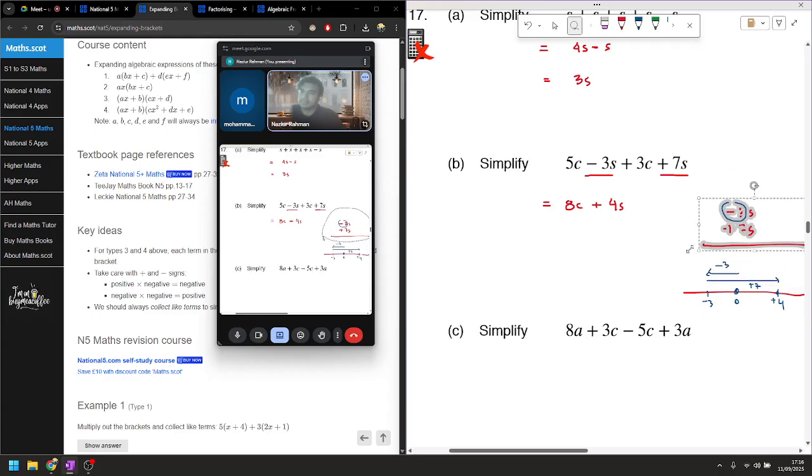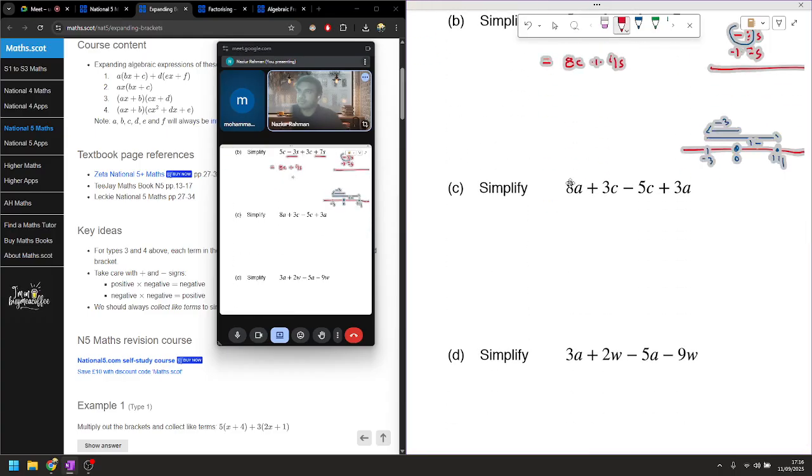Alright, keep going. Until you get like 5 right in a row, we're going to keep going. 11a. So take your time, make a diagram like this if you need to.